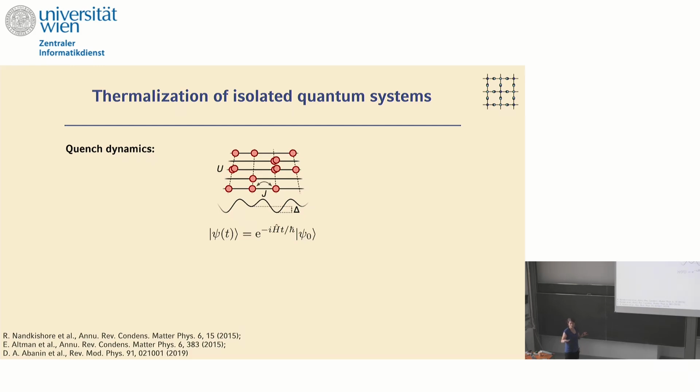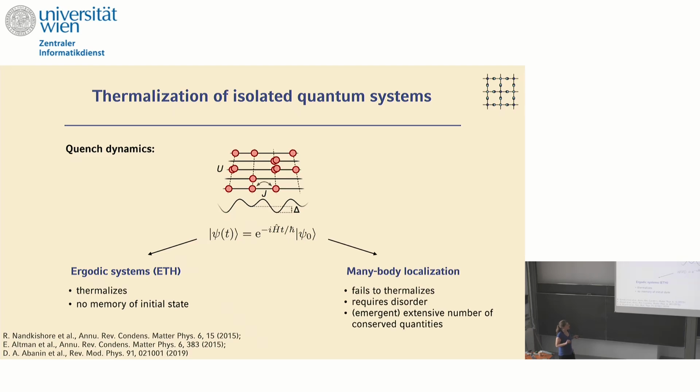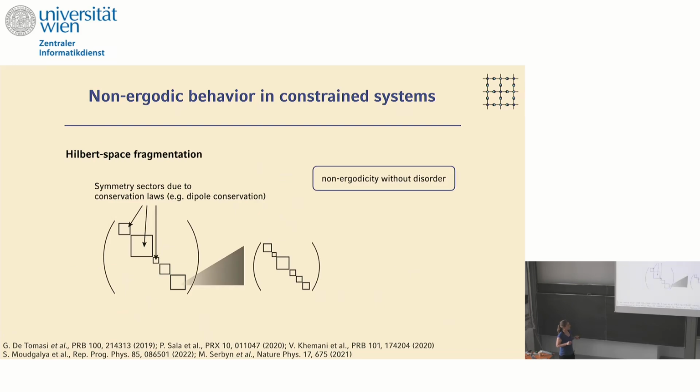So at a point where actually no dynamics is obviously happening anymore in the system. And there are 2 extreme regimes. The regime of ergodic systems, which generically happens that systems just thermalize, and many-body localized systems in the presence of disorder, where we have an emergent number of extensive conserved quantities that then lead to failure of thermalization in these systems. And now in between, especially in these constrained models, there can be different phenomena.